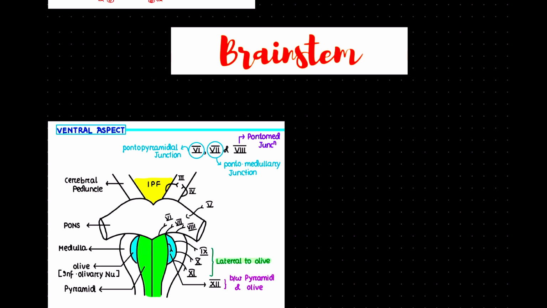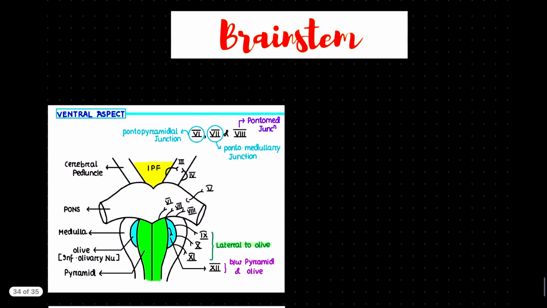Now what are the things that we are going to discuss in our brainstem? We are going to discuss the ventral aspect of the brainstem, and we are going to study the dorsal aspect of the brainstem. We are going to study the various cranial nerves, how they originate from our brainstem, and also we'll learn briefly about the fourth ventricle. Now without delay, let's move into our discussion.